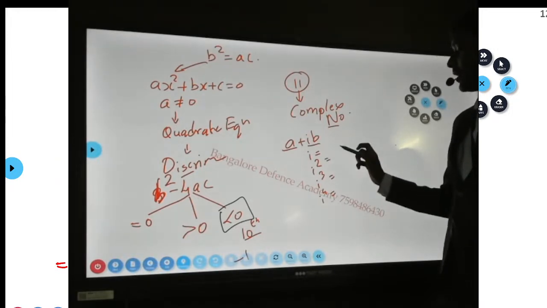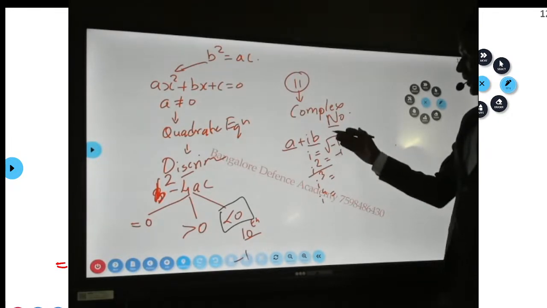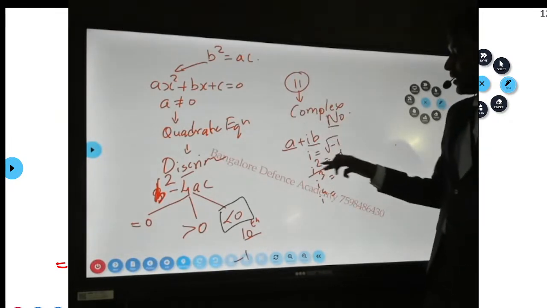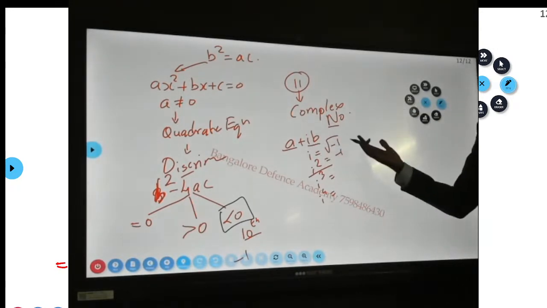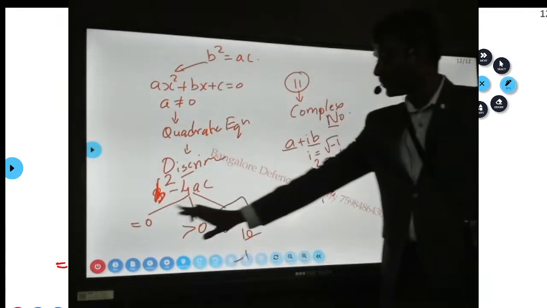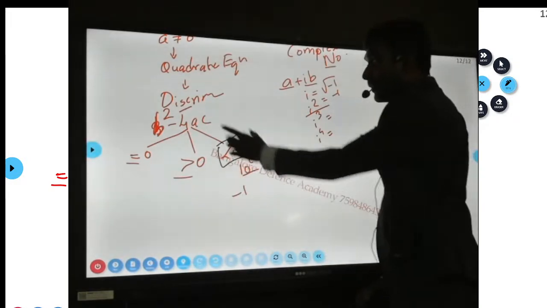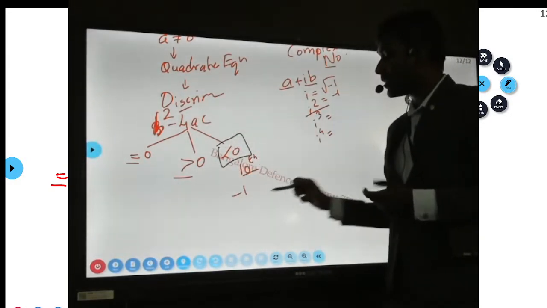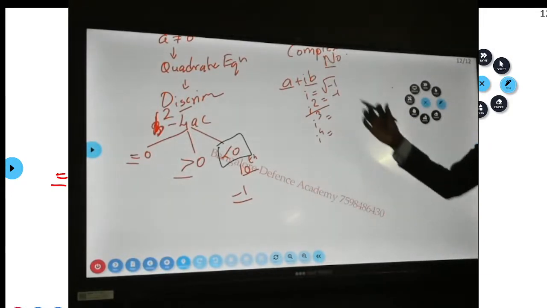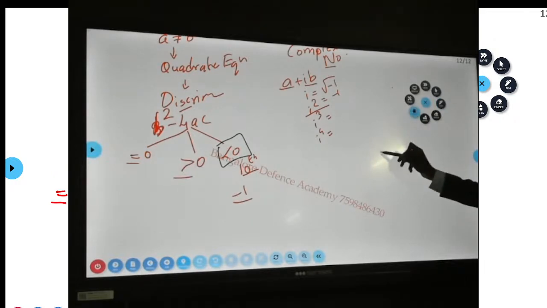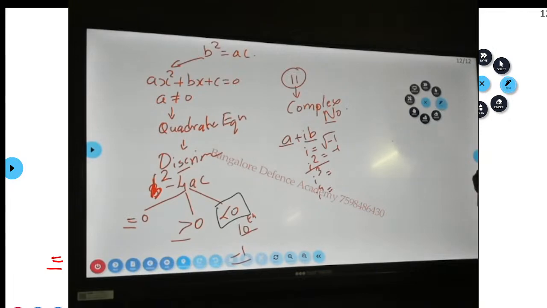Okay, so what happens here? i is what? Root of minus 1. i square is what? Minus 1. So look at this. If you are getting a minus number like that, that time only you will understand what a complex number is. So after 10th, if your basics are strong, then in 11th you will study what will happen if b square minus 4ac is minus 1, minus 5, minus 7, something like that. You will study complex numbers. Do you understand? Like this. Is it understood? Okay. So this is one thing. Complex number is there.